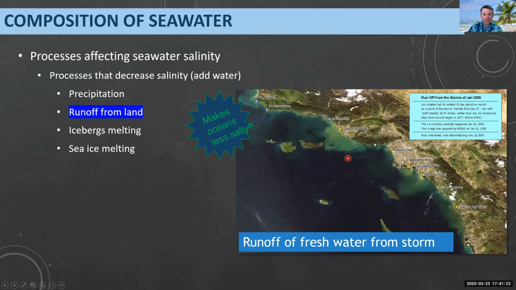If you have runoff from land, so here's a picture of Southern California back from 2005 when they had some really huge storms in Southern California that created massive flash floods. All those cool different colors that you see down in the bottom right-hand side along the coast, that's all the sediment being washed off the shore. But along with that sediment is tons of fresh water. So all of this is fresh water being mixed into the ocean and pushing the salinity down because you're adding fresh water from runoff.